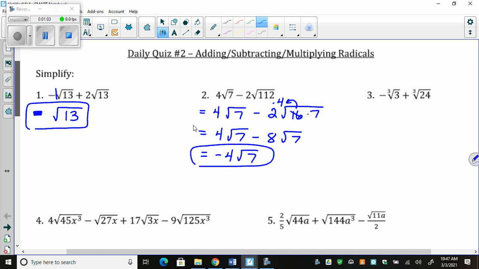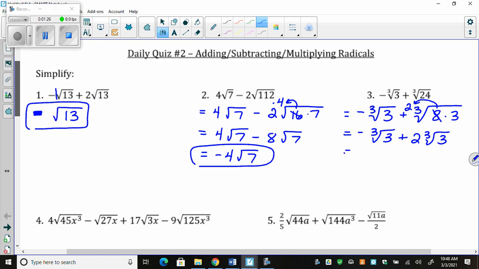Okay, cube roots. We have negative cube root of 3 plus the cube root of 24, which I can break down into what? 8 and 3, and the 8 comes out and becomes a 2. So we get negative cube root of 3 plus 2 cube root of 3, which equals -1 plus 2 is 1, so I don't have to write the 1, but if you want to, you can. So it's cube root of 3.